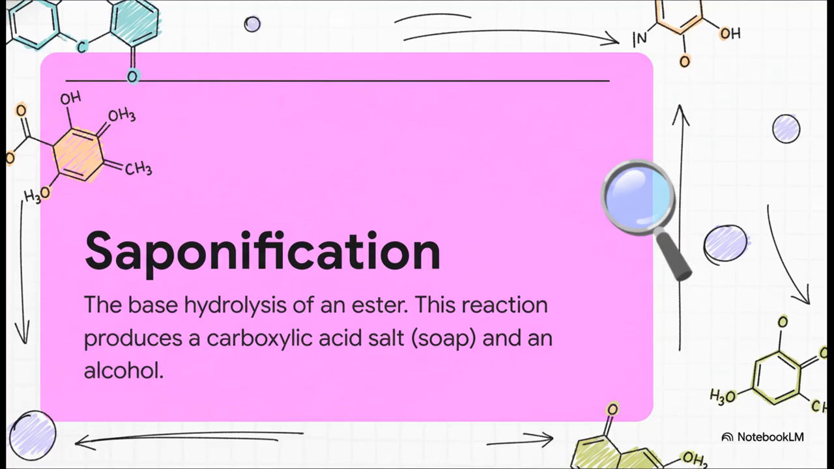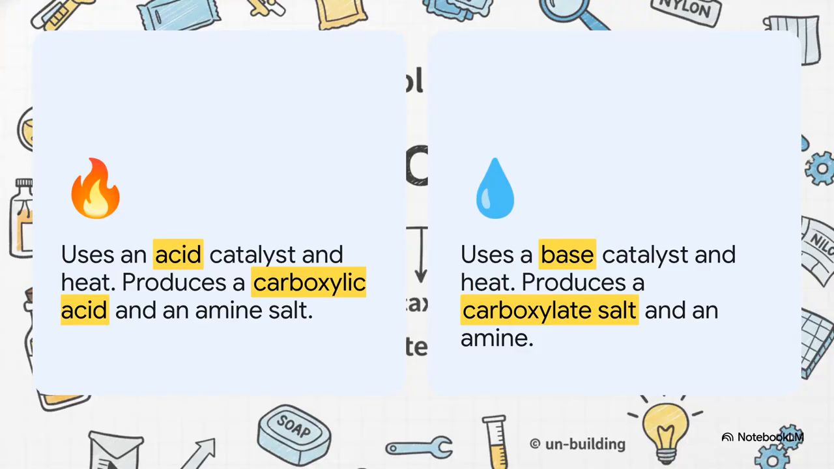And this right here is the solution to our mystery. Fats and oils are just giant, naturally occurring esters. So when you heat them with a base, like lye, you're performing this exact reaction. And that carboxylate salt that you produce, that's soap. That's how it's made. And amides? Well, you guessed it. They follow the exact same predictable logic.